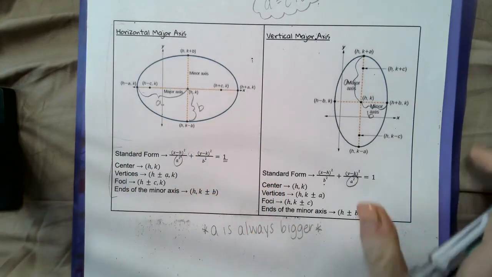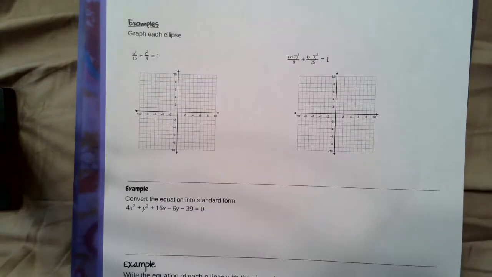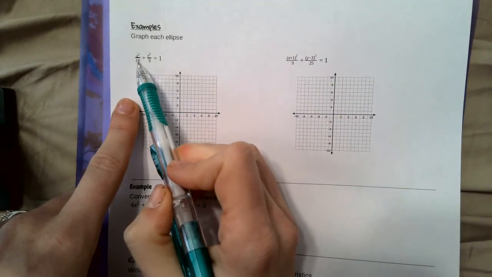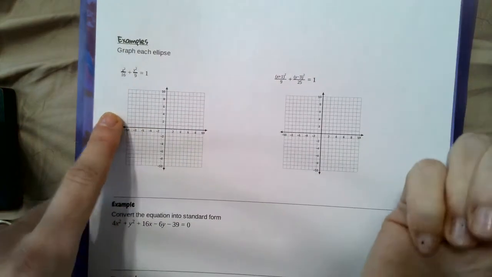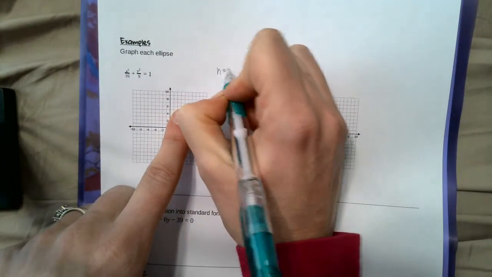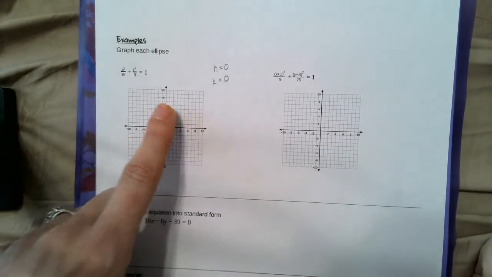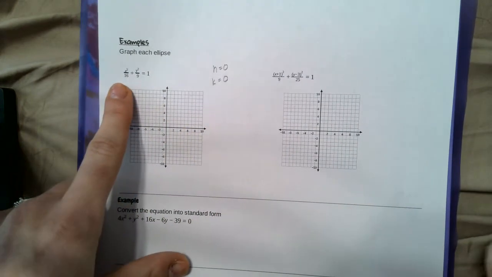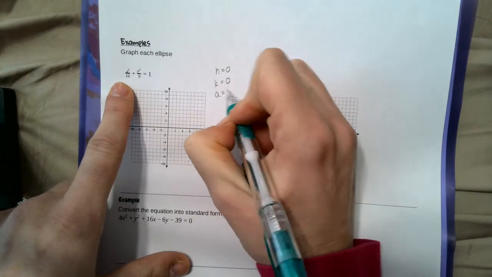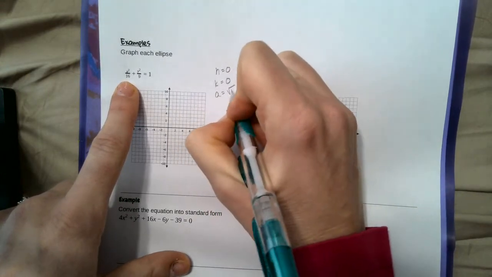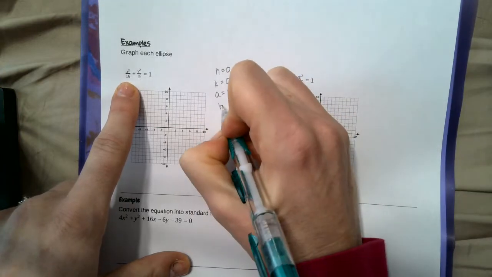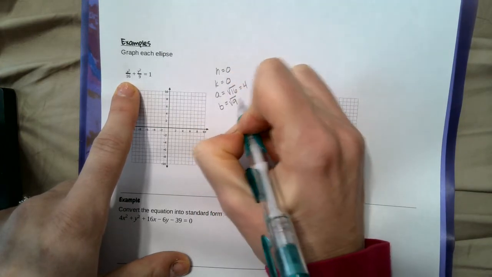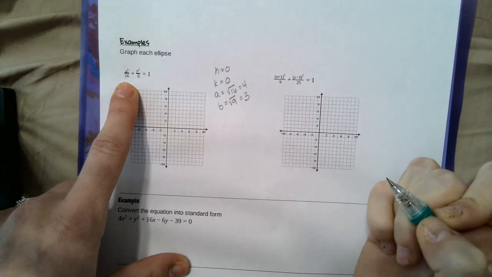So here we go. Our first thing we're going to graph: x squared over 16 plus y squared over 9 equals 1. So our h is 0, our k is 0. Our a is always the bigger number, so our a would be the square root of 16, which is 4. And our b would be the square root of 9, which is 3.